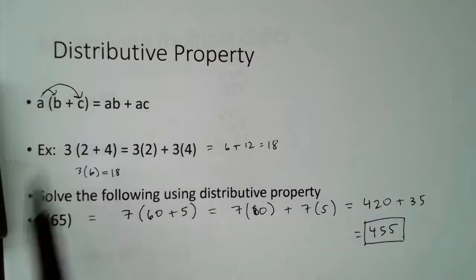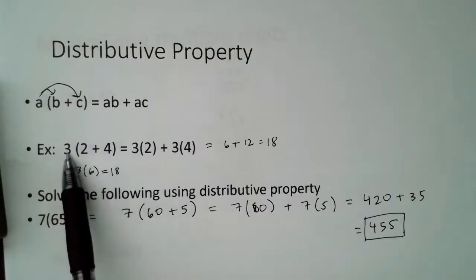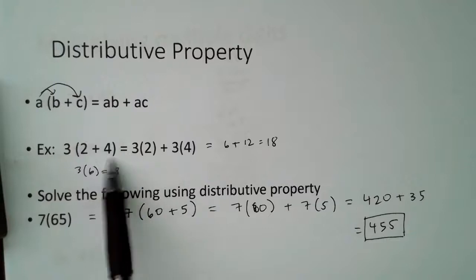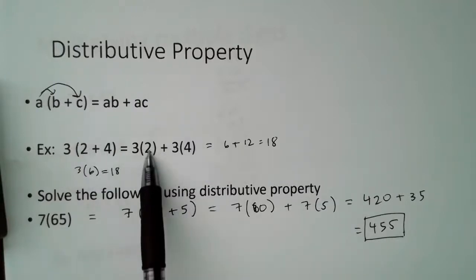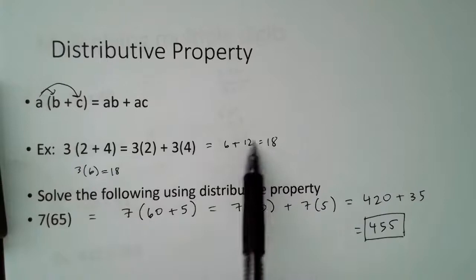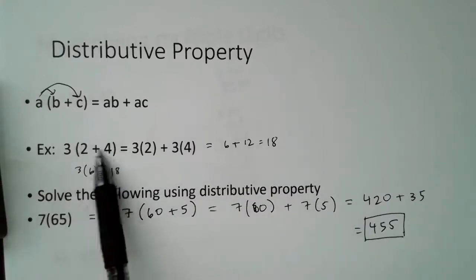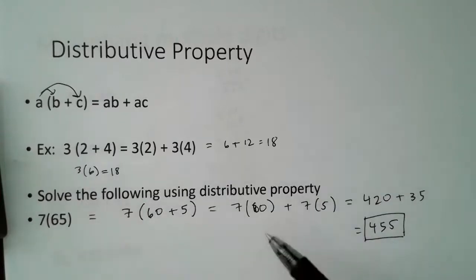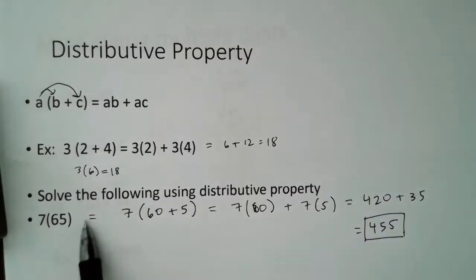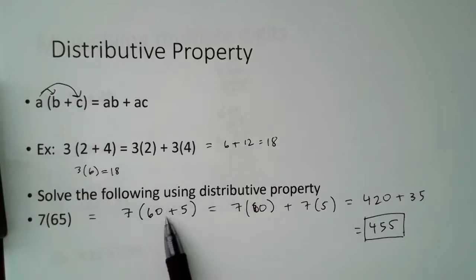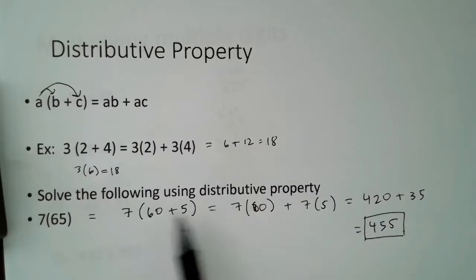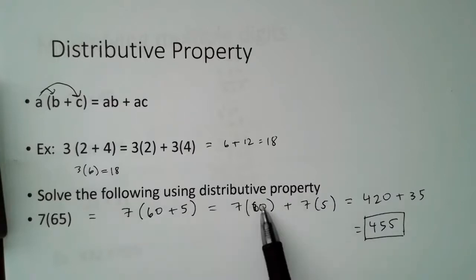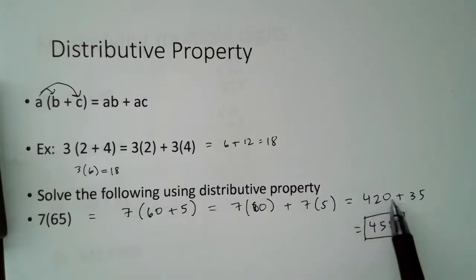So for example, you have 3 times the quantity 2 plus 4. You can rewrite this as 3 times 2 plus 3 times 4, and you would get 18. And if you had just done 2 plus 4 for 6, then you could multiply that and get 18 anyway. Okay, so you can use the distributive property to solve larger numbers. Let's say, for example, you have 7 times 65. If I wrote 65 as 60 plus 5, then distributed the 7, it would be 7 times 60 plus 7 times 5, which is 420 plus 35, and gives you 455. So that's one way to do it.